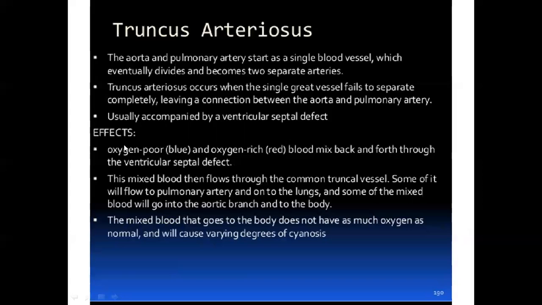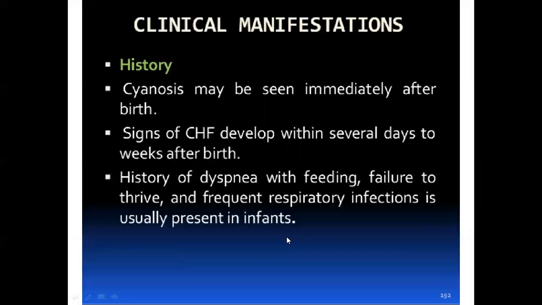So, the effect is that poorly oxygenated blood and oxygen-rich blood mix back and forth through the ventricular septal defect. This mixed blood then flows through the common truncal vessel. Some of it will flow into the pulmonary artery and onto the lung. Some of the mixed blood will go into the aortic branch and to the body. The mixed blood that goes to the body does not have as much oxygen as normal and will cause various degrees of cyanosis.